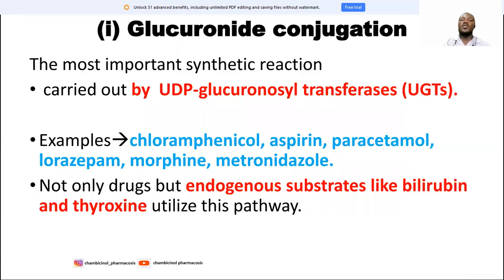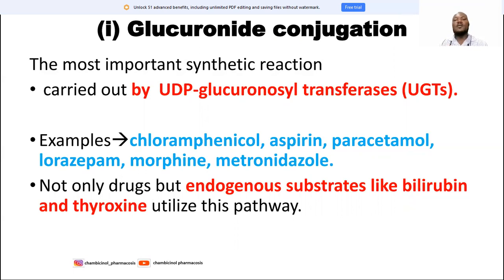So starting with the glucuronide conjugation, as we said, it involves conjugating the parent drug with glucuronide as an endogenous substance, which is a derivative of glucose, in the presence of the enzyme UDP glucuronosyl transferase. Some of the drugs that can undergo this process include chloramphenicol, aspirin, paracetamol, morphine, and metronidazole. So what I want to say from this is that for the drug to undergo glucuronide conjugation, it might be a metabolite from phase 1 reaction, or it can be the parent drug which has never undergone phase 1 reaction. So it will go directly to undergo the phase 2 reaction.